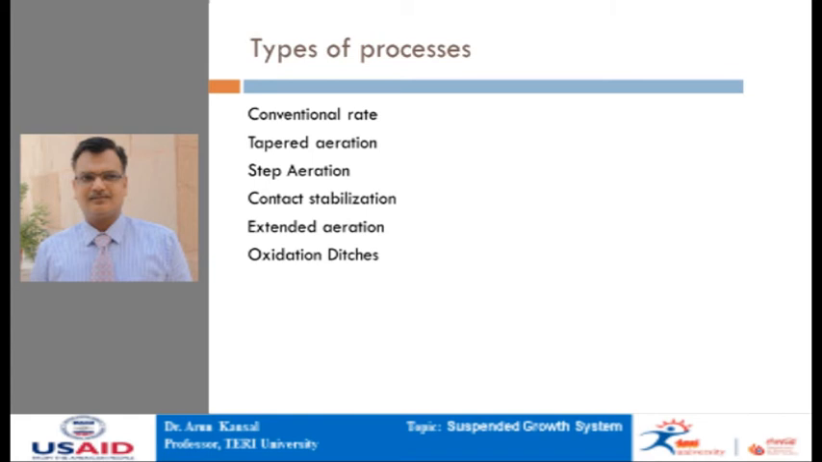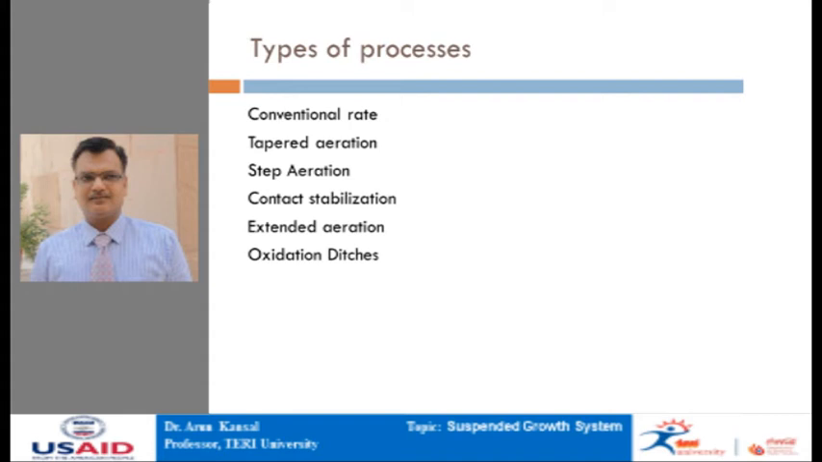Various types of suspended growth systems. These are the conventional aeration system, tapered aeration system, step aeration, contact stabilization, extended aeration and oxidation ditches. These are the principal types of suspended growth systems which are used.